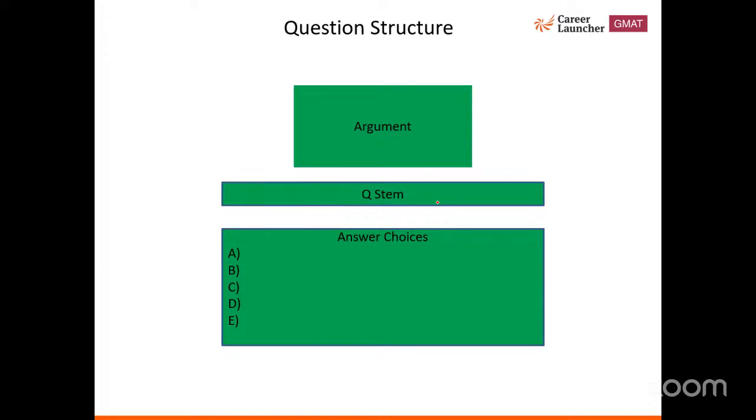So an argument is a short paragraph that will be given to you. The question stem is basically the question that tells you what type of question you're dealing with. As I said, that is clearly mentioned. It's given to you, so it's not something that you have to find out. You will obviously know what type of question you're dealing with, right? And then obviously you have answer choices. There will always be five choices, and there will always be one correct response that you will find on the test, right? So any critical reasoning question is going to look something like this.